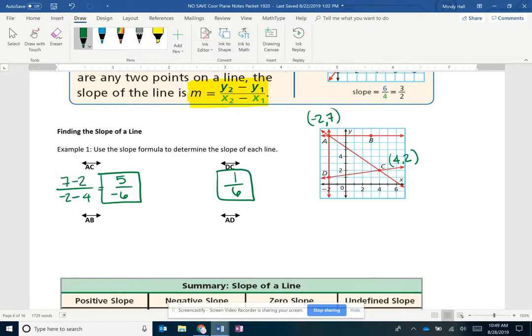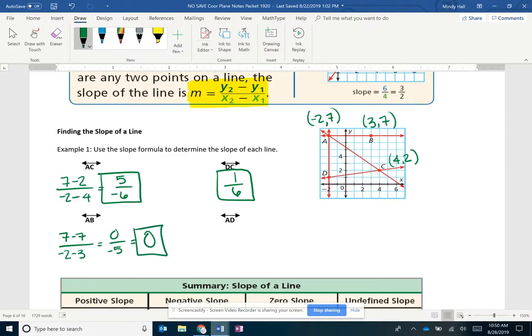For AB, since I have that point for AB, I could also get my ordered pair for B, so that would be at 3, 7. Since it's a horizontal line, some of you may just remember that horizontal lines have a slope of 0, but to just prove it to you, you subtract your y values, 7 minus 7, over negative 2 minus 3. That would give me 0 over negative 5, which is just 0. Okay, so any horizontal line is always a 0 slope.